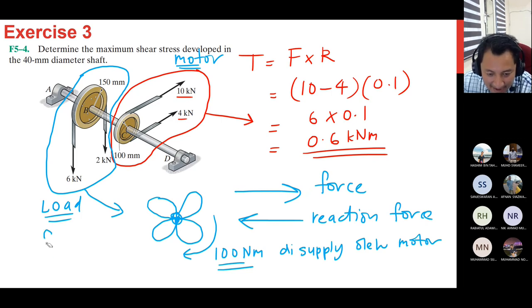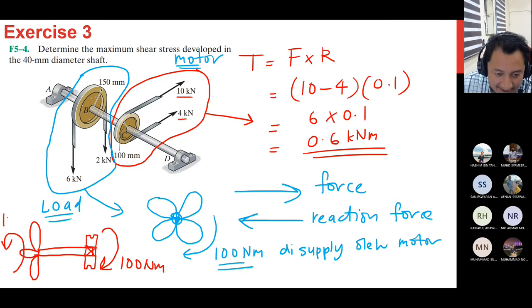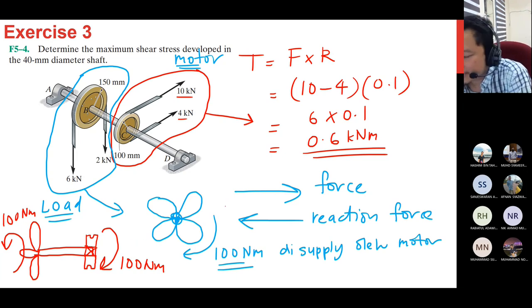Sistem kamu kalau kamu lukis dari tepi, kamu akan dapat kipas. Okay, and then ada shaft, and then ada pulley. Macam tu. Ini terima, sini putar berapa? Kata dia putar 100 Newton meter. Sini akan terima berapa lah? 100 Newton meter. Dia mesti ada equilibrium. Macam apa belajar equilibrium of static lah. Semua tu lah. Memang dia macam tu.